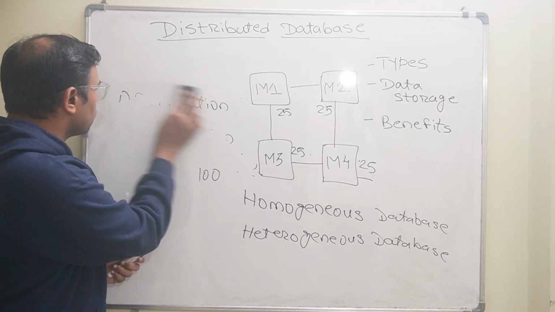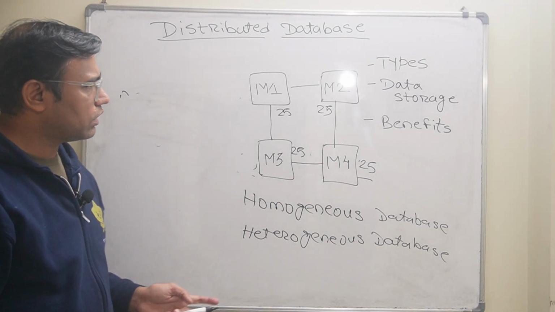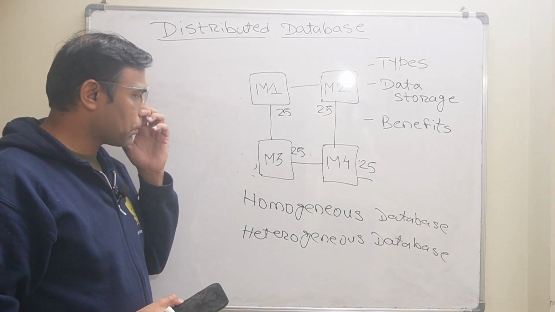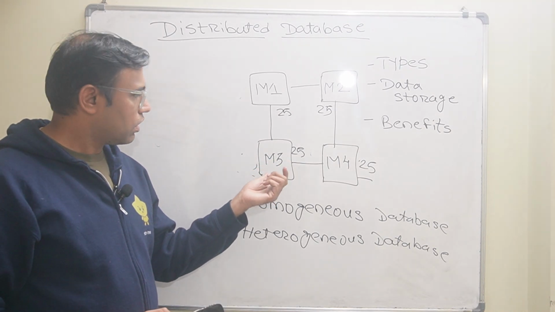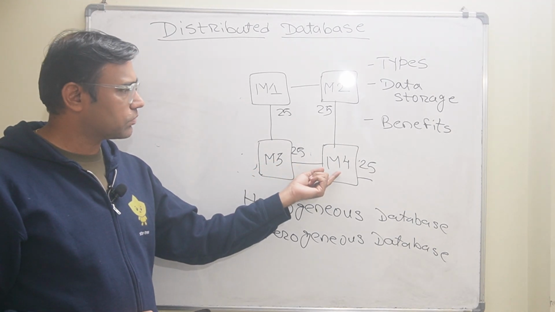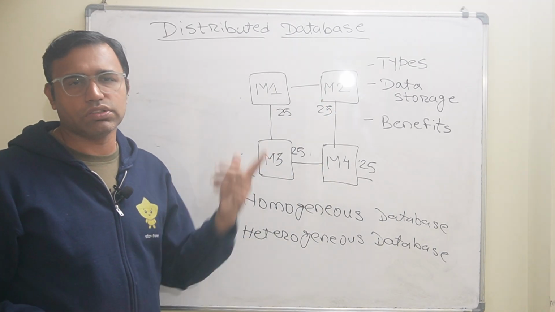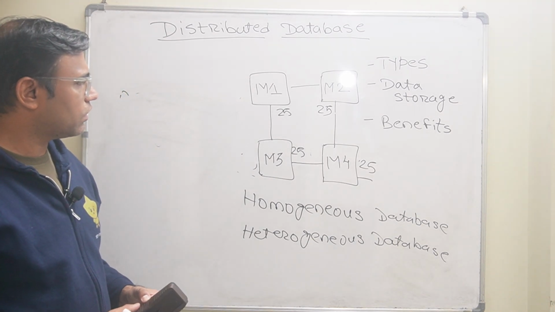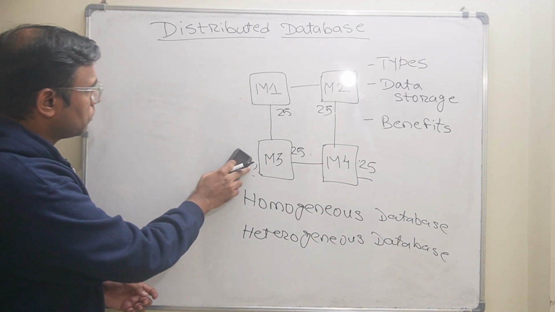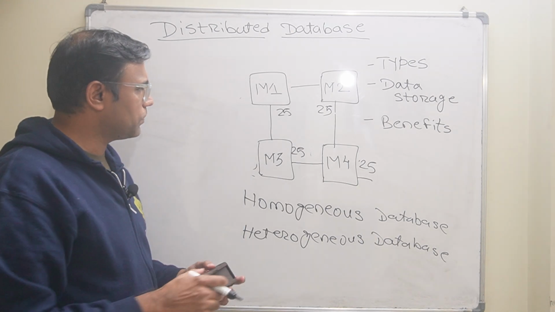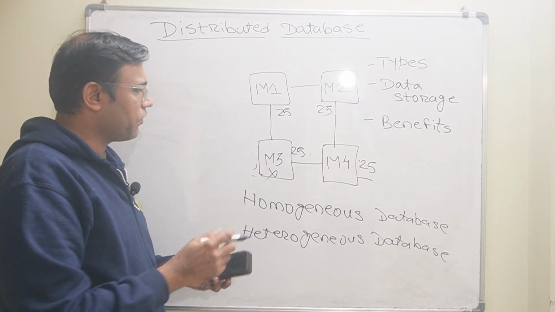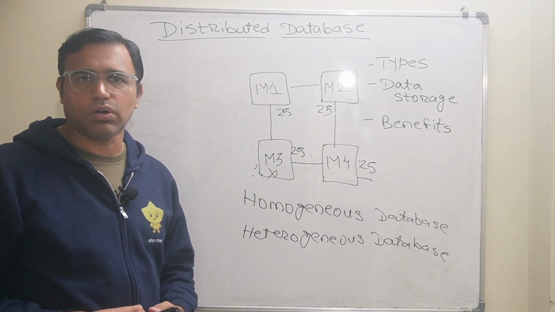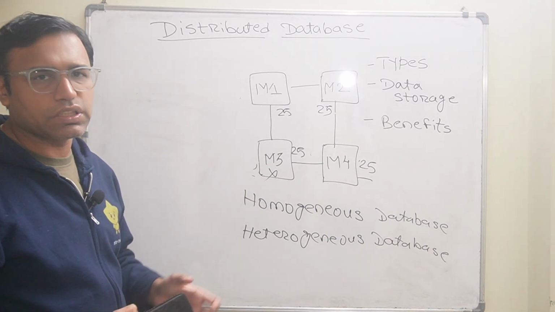Now talking about advantages, the distributed database is independent of hardware. Suppose one machine has 8 GB of RAM, this machine can have 6 GB of RAM, this machine can have 12 GB of RAM. So it is independent of hardware. And then fault tolerance is the biggest advantage. If any of the machines fails, suppose this machine fails, then its data can be extracted from another machine. So the complete system will not go down. So this is the biggest advantage.